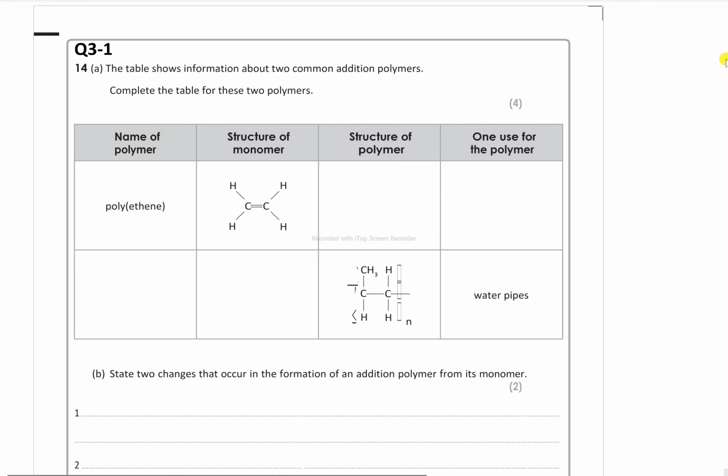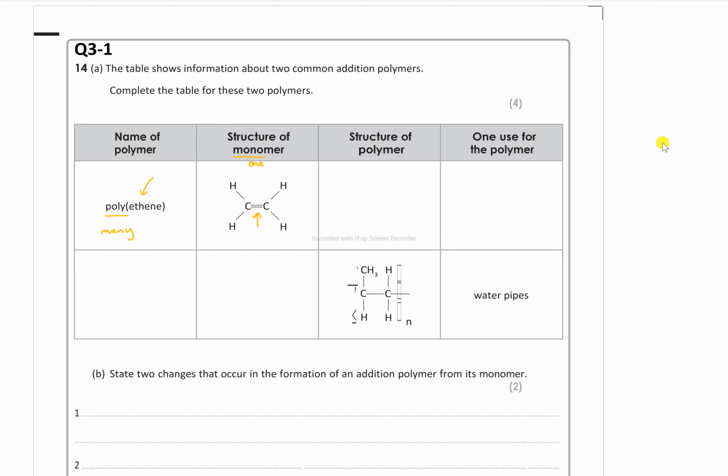Okay, so we're carrying on with polymers. We've got the polymer. Poly means many, many ethenes. So we're going to make a polymer. You start off with a mono, which means one. We're going to start off with the monomer. You know it's got a double bond. Remember I said ethene is very important. You should know it. Right, the structure of the polymer.